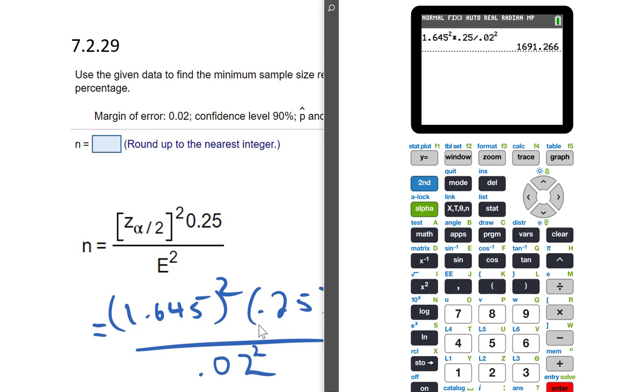So on the calculator, I've got 1691.266. We always round up to the next integer. Although I'll be honest, I think my math lab gives you credit if you put 1691. So the answer here is 1692, but 1691 would also work. We're only off by 1.